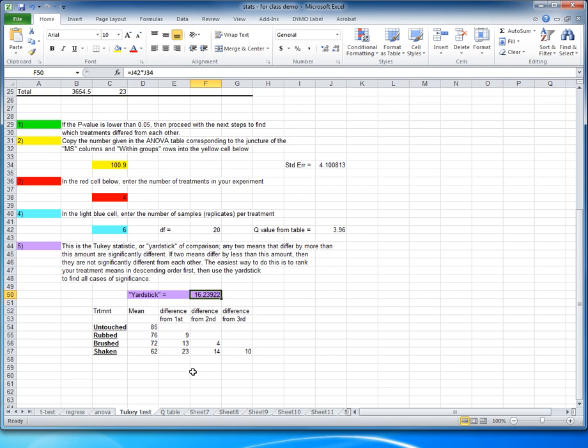And so really there's only one difference in this entire experiment. That is that the control, the untouched, were taller than the shaken. And so we would therefore conclude that the shaken is in fact the best treatment to use.